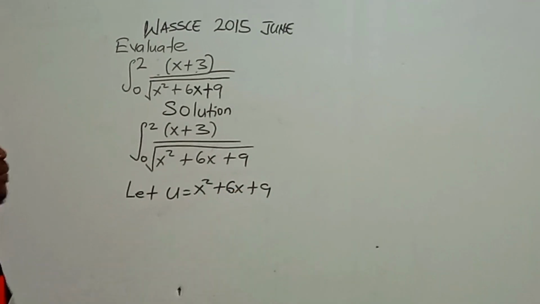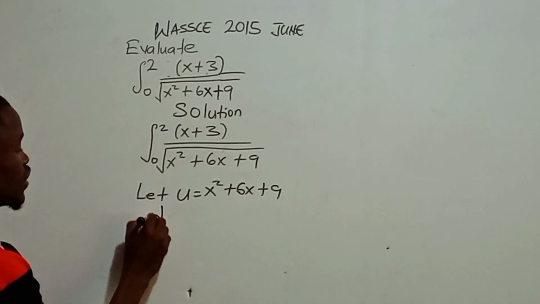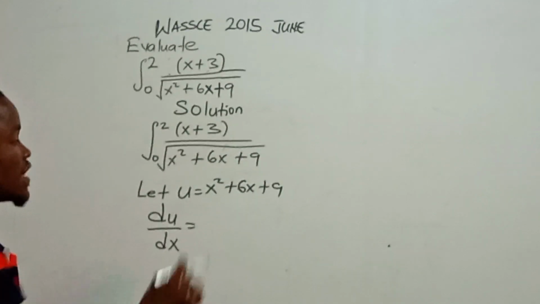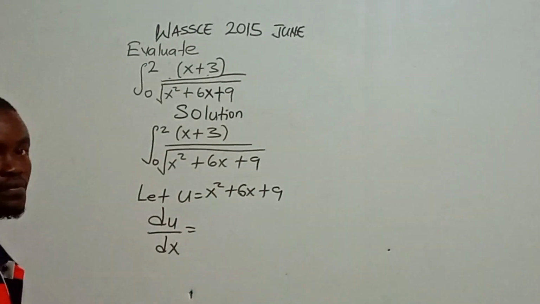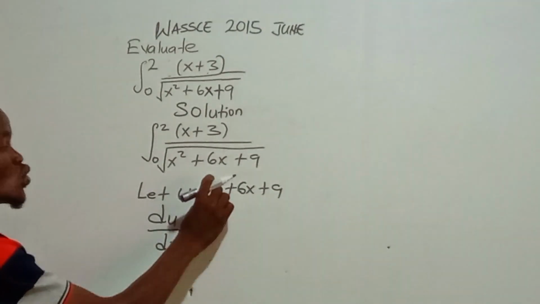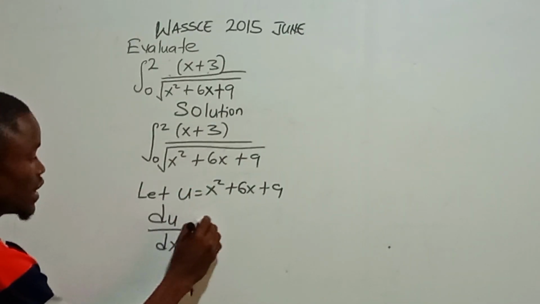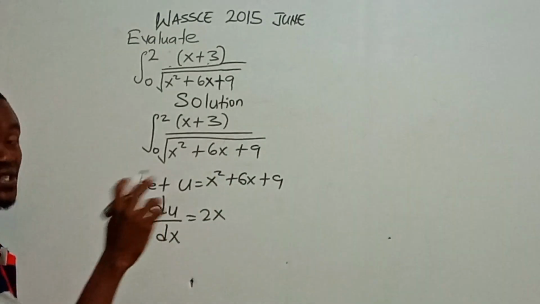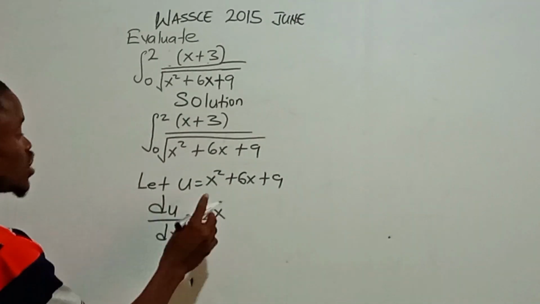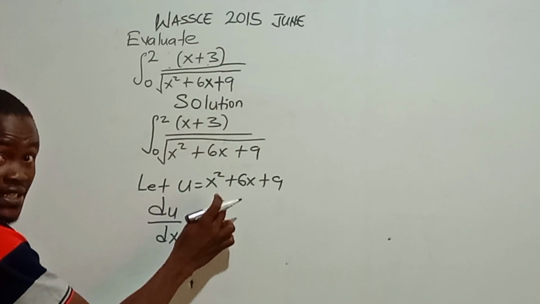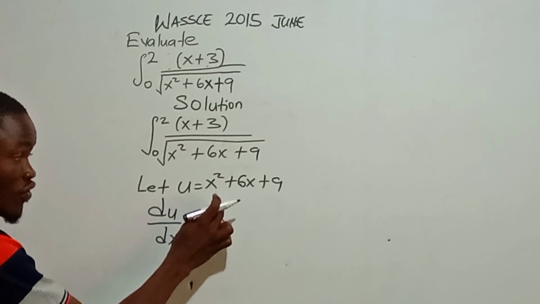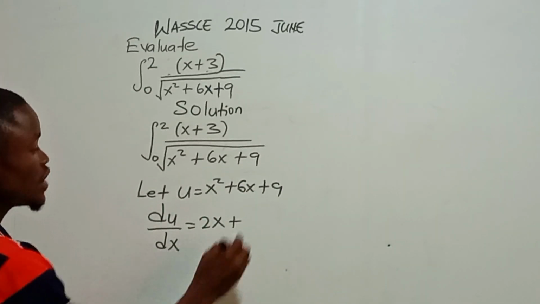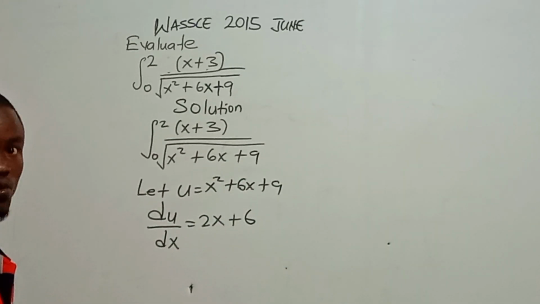So du over dx is equal to the differential of x squared. That is, you multiply 2 times x, it will give you 2x. Then you subtract 1 from the power, that is the principle of differentiation, and it will give you 1. This x has the power of 1, so you leave it. The differential of 6x is 6.